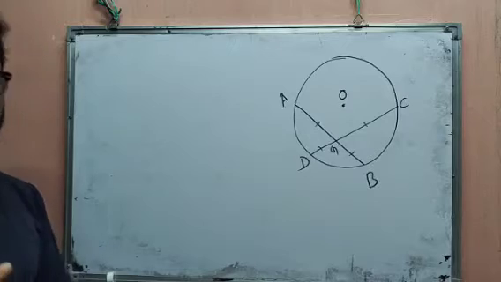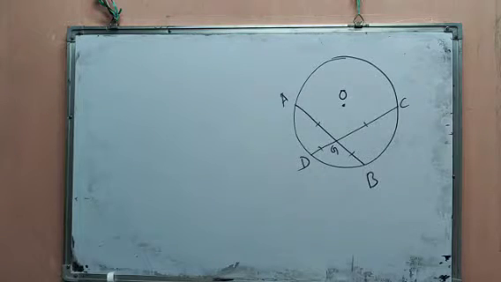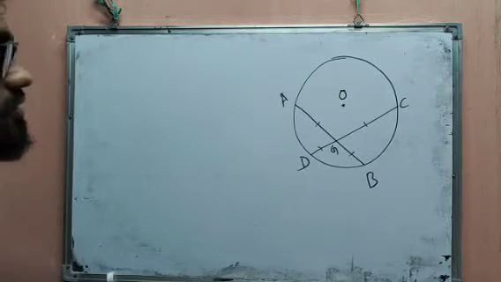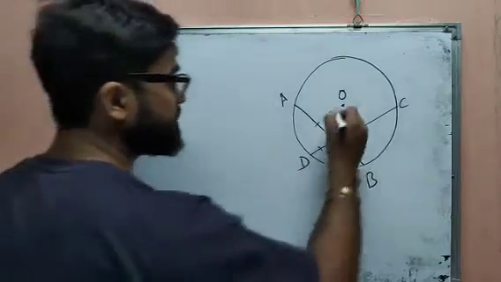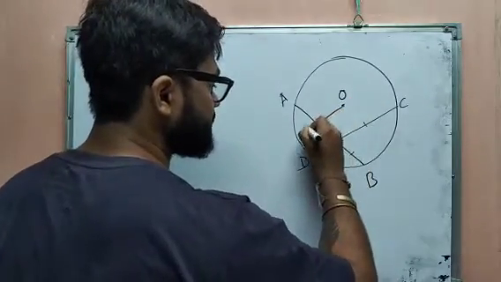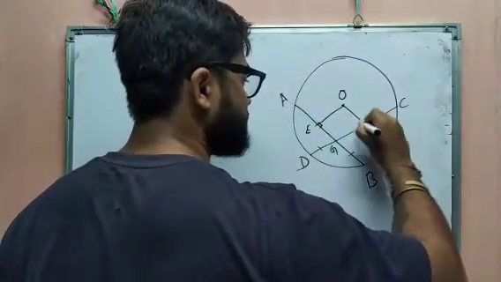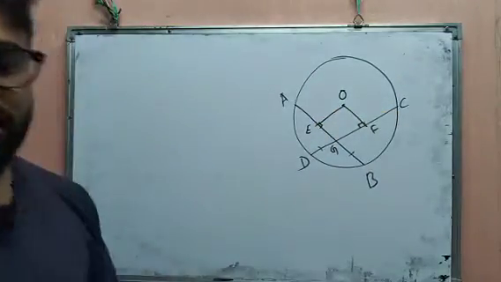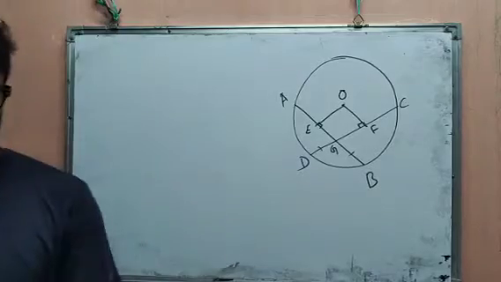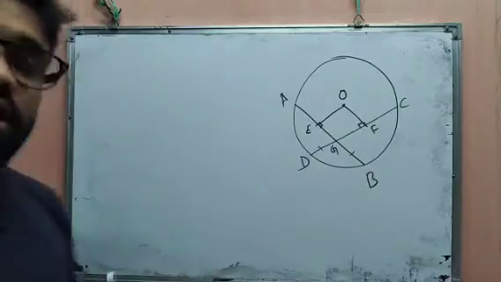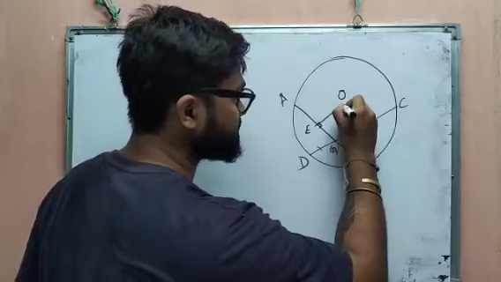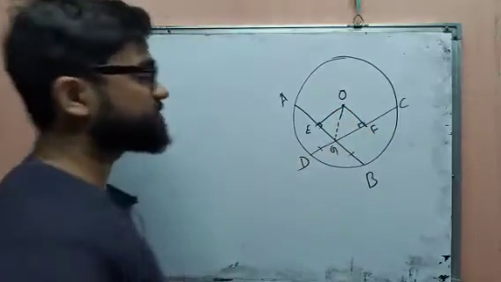The first construction is, we have to draw OE perpendicular to AB, and OF perpendicular to CD, like that. Then another one you have to do: join OG. We have to join this line OG.